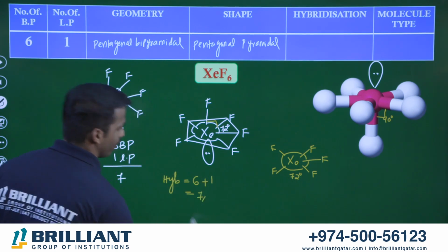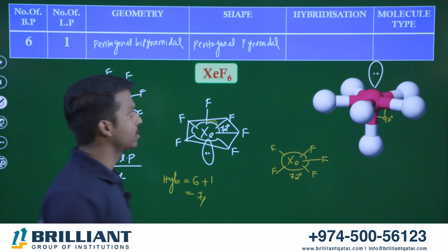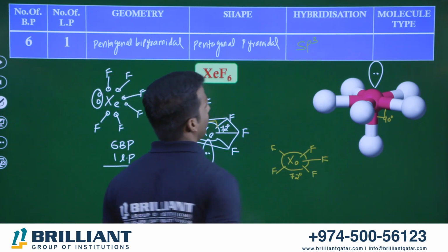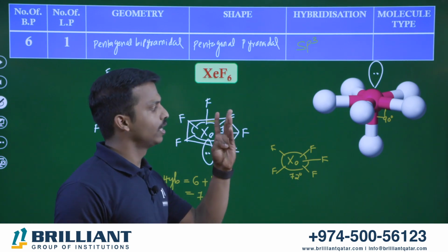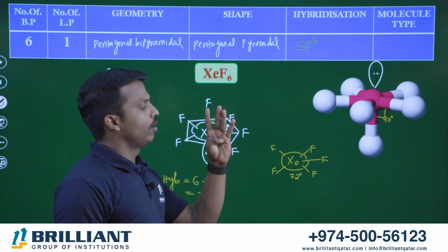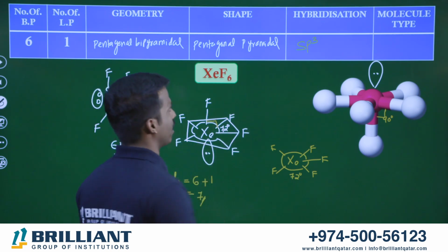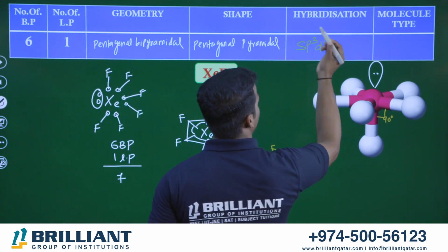It's equal to 7. 7 means you have to mix 1 s orbital, 3 p orbitals, total 4 over, 1 s, 3 p over. How many d orbitals are required? 1, 2, 3. 3 more d orbitals, right? So the hybridization is sp3d3.